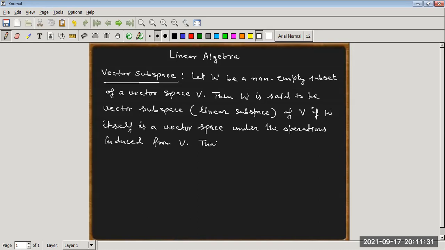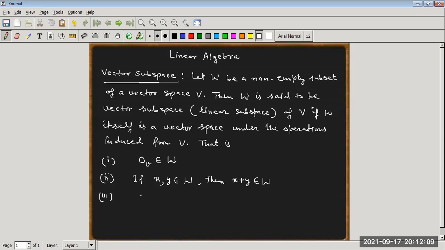That is, first, 0V, the vector additive identity 0V, belongs to W. Second, if x, y belongs to W, then x plus y also belongs to W. So W is closed under vector addition.